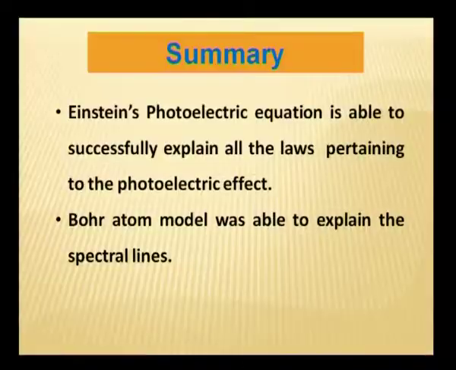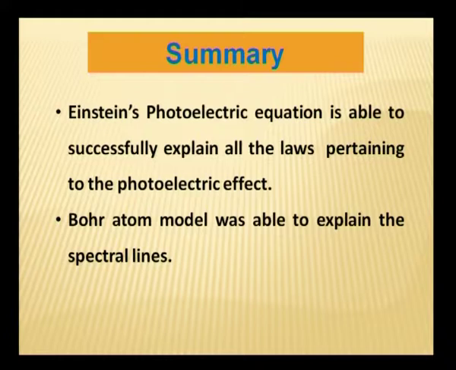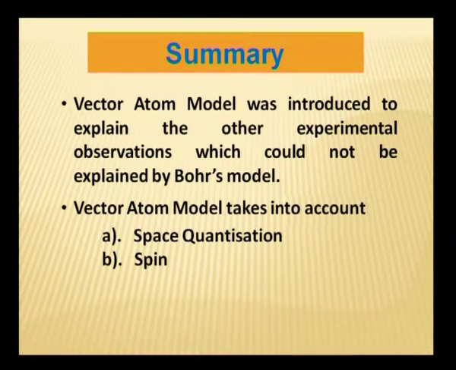Let me now give the summary of the lecture delivered. It goes as follows. Einstein's photoelectric equation is able to successfully explain all the laws pertaining to the photoelectric effect. The Bohr atom model was able to explain the spectral lines. The vector atom model was introduced to explain the other experimental observations which could not be explained by Bohr's atom model. The vector atom model takes into account space quantization and spin.